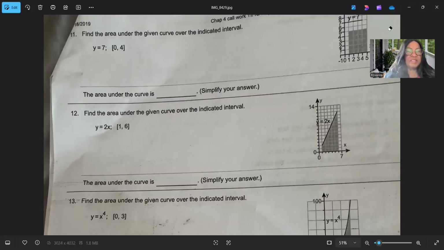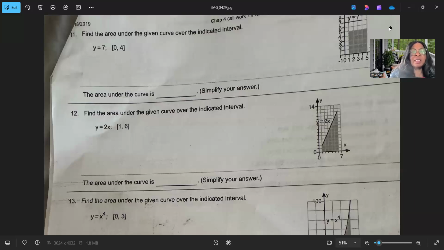Right, so this is the answer for number 11. We are continuing with exam review. This question number 11 says find the area under the given curve over the indicated interval. The interval starts from 0 to 4 inclusive. It's a definite integral, so you can rewrite it this way.